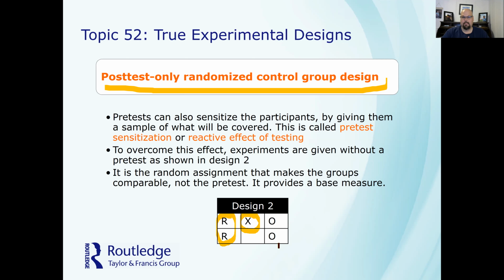This is the one that I typically use in most of my experiments, the post-test only randomized control. You're not doing a pretest, you're just saying, okay, I'm going to give these two experimental conditions and see the impact on the groups after I do that condition. It is the random assignment here that makes the groups comparable, not the pretest. It just provides that base measure of the control group, and the fact that you're randomizing provides all the assurance that you can make causal statements at that point.